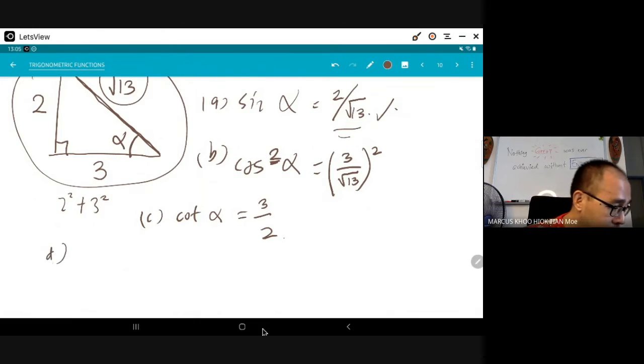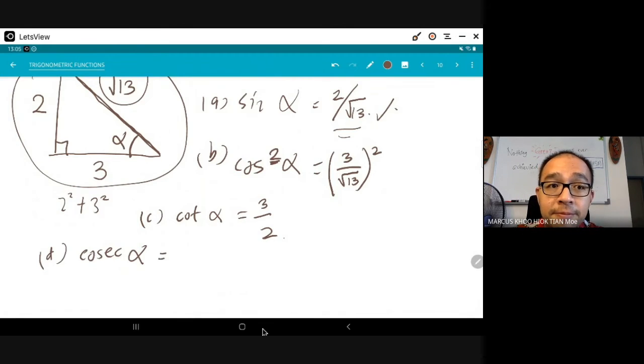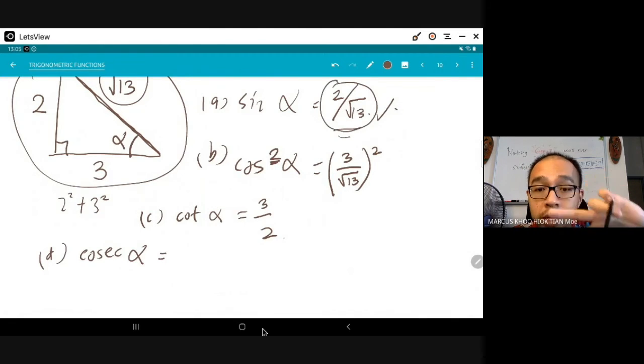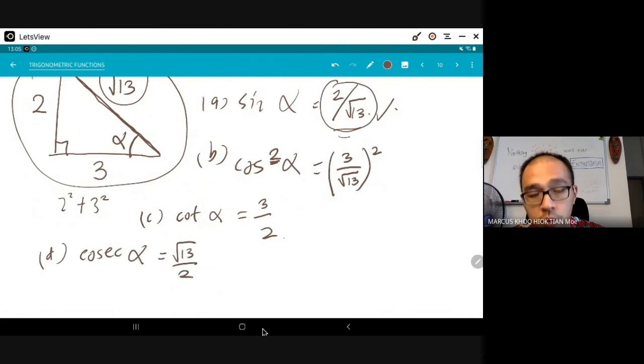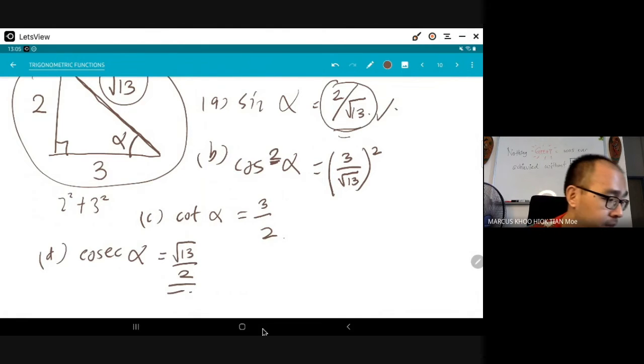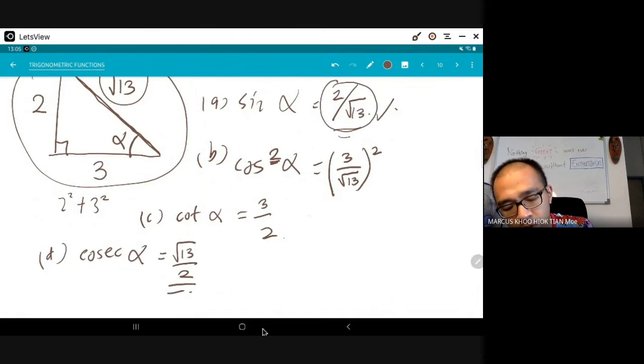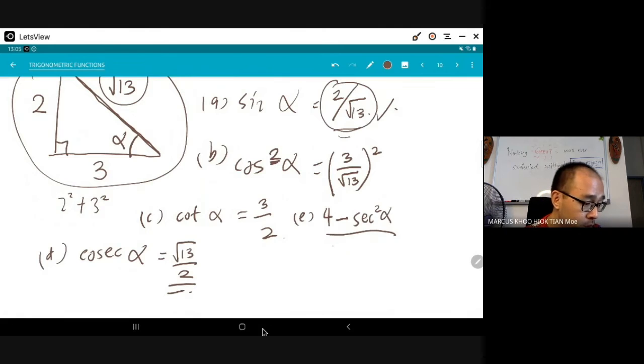Okay, D, cosecant alpha. Cosecant alpha is the opposite of sine. So since sine alpha is 2 over root 13, cosecant alpha kita kasih terbalik, root 13 over 2. Tinggalkan jawapan begini pun boleh. Tak ada masalah. Okay, E. E is a little bit of a problem. 4 minus secant squared alpha over 2 minus secant alpha.